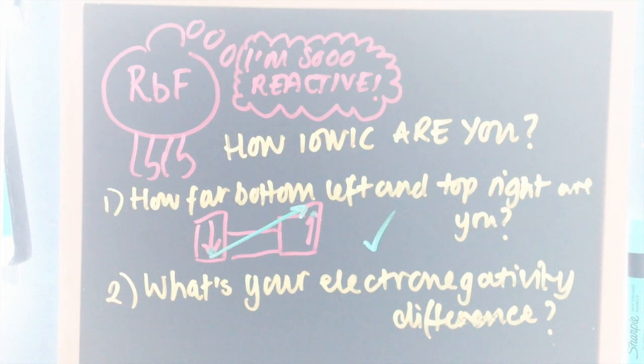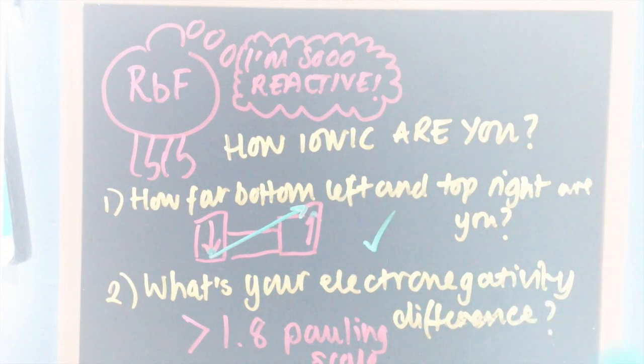But also, if the difference in electronegativities is greater than 1.8 on the Pauling scale, we know that the compound is going to be predominantly ionic.